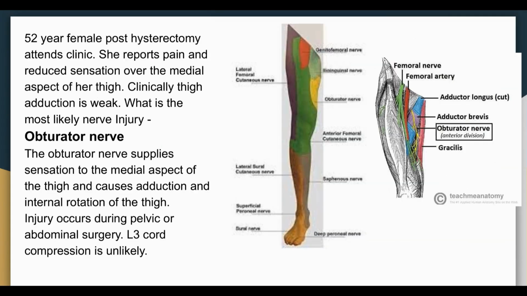So, a 52-year-old female who is on post-hysterectomy follow-up complains of pain and reduced sensation over the medial aspect of her thigh.